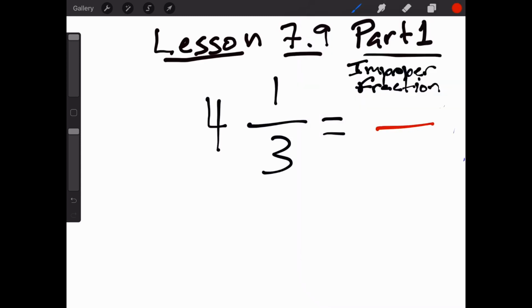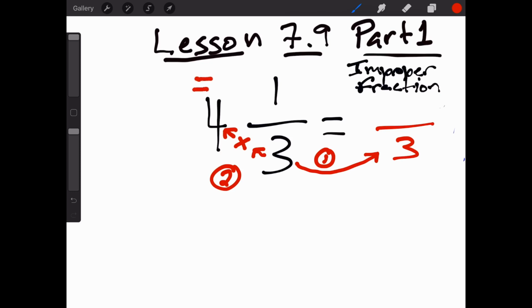Okay, excellent. So a reminder to everybody that your denominator always stays the same. So keep it as 3. All right. That's the first thing you should do. So that's step 1. Step 2, okay, is you multiply 3 and 4. So 3 times 4 would equal 12, okay? That's step 2. Step 3 would be you would add 12 plus 1. And 12 plus 1 would equal 13, okay?